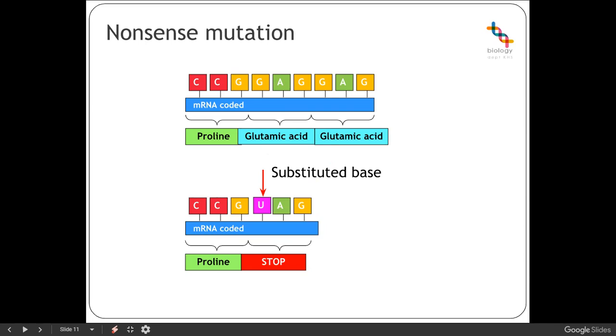So substitution can result in it being silent, it can be missense, or it can be nonsense. And silent is where we have the same amino acid produced anyway. Missense is where we have a different amino acid produced and it might affect the shape or style of the protein. And nonsense is when we wind up with a stop codon, therefore we wind up with a shorter or truncated protein. And those three types are all the result of a substitution, one base being swapped for another.